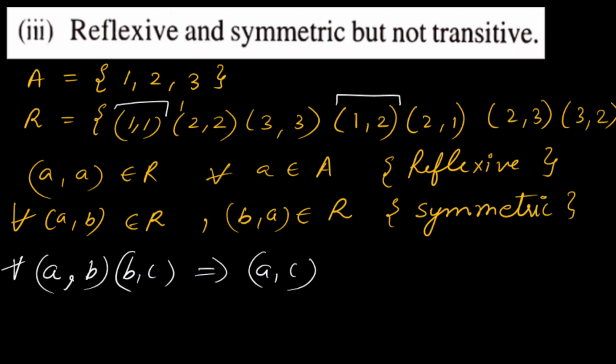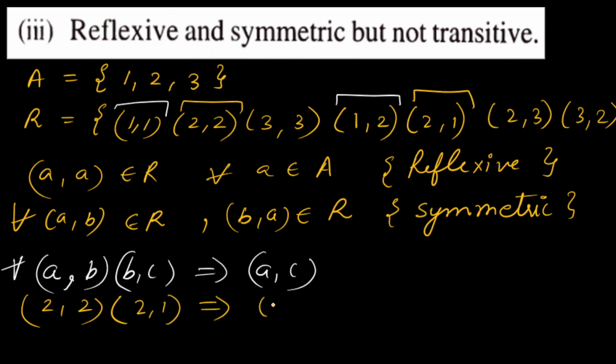If I take (2, 2), the next one starting from 2 is (2, 1). For this one I should have (2, 1) as (a, c), which is also there. Let us consider a different one now. (2, 3) also we can consider as (b, c). If I consider this as (b, c), this is (a, b), so (2, 3) will be (a, c) this time, which is still present here.